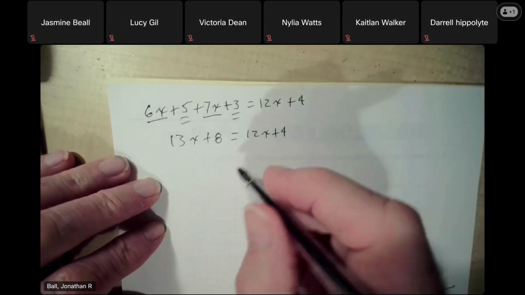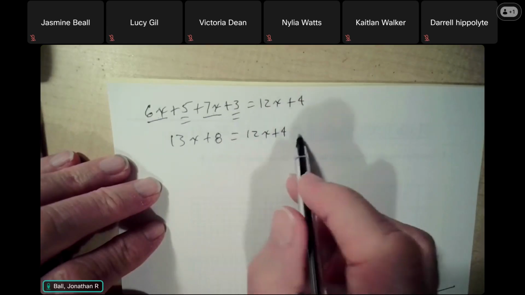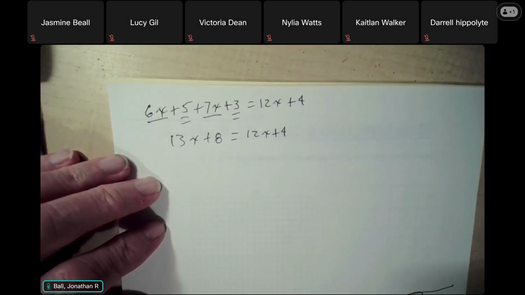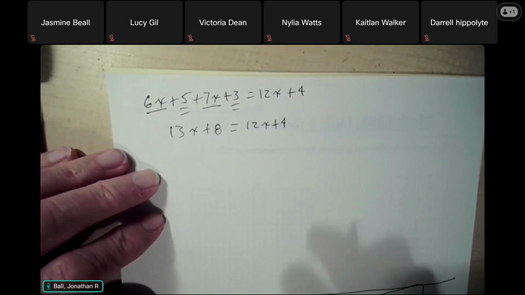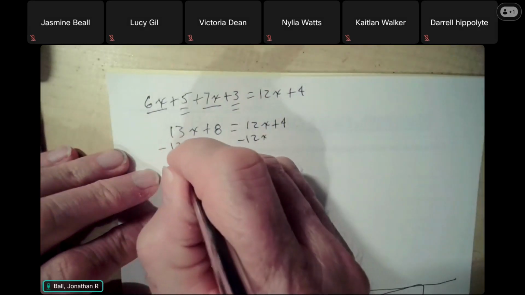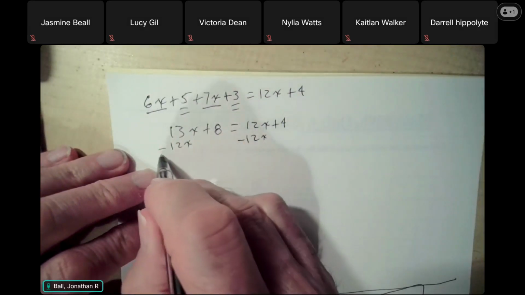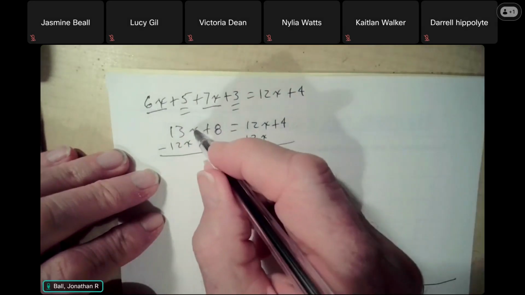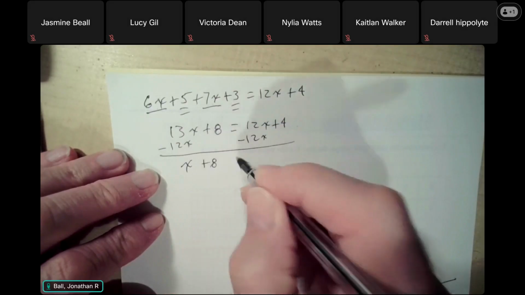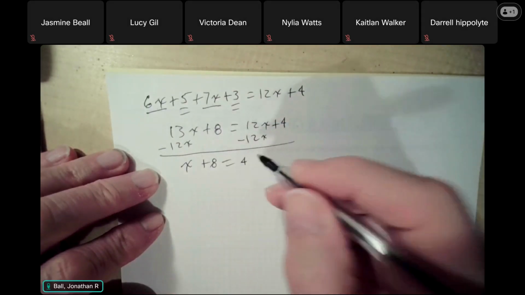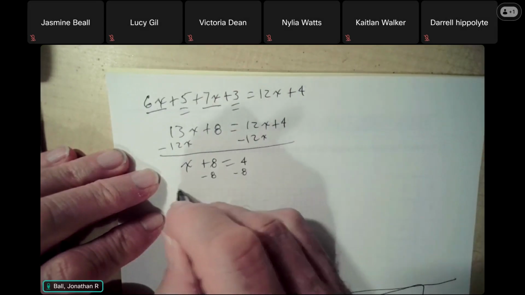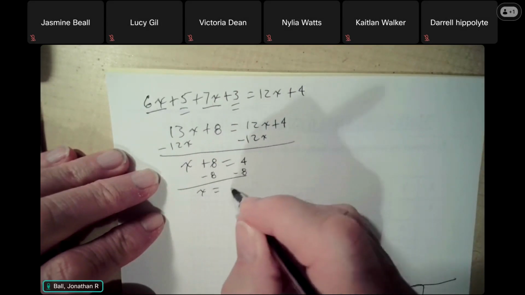Move the variables first. If you want to move the variables and the constants at the same time, you can do this, but I would wait until you get a little bit more comfortable with it. 12x minus 12x. Be sure and line up like terms. 13x minus 12x is just 1x, or just x, plus 8 equals 4. Subtract 8, subtract 8. X is -4.